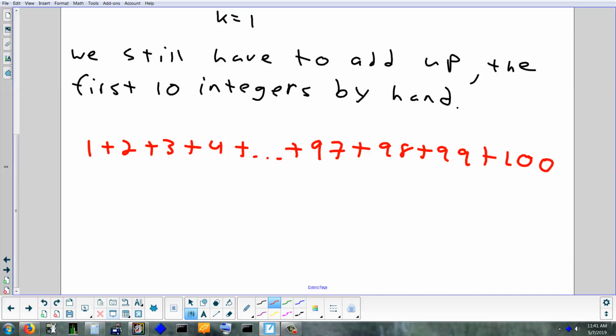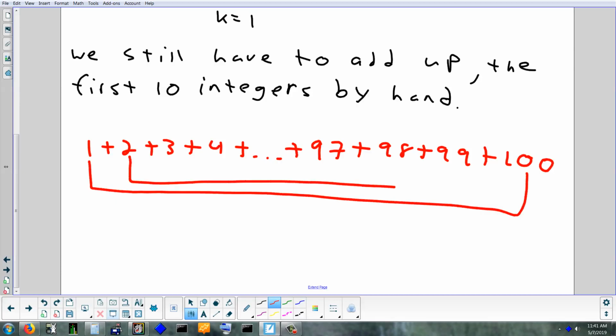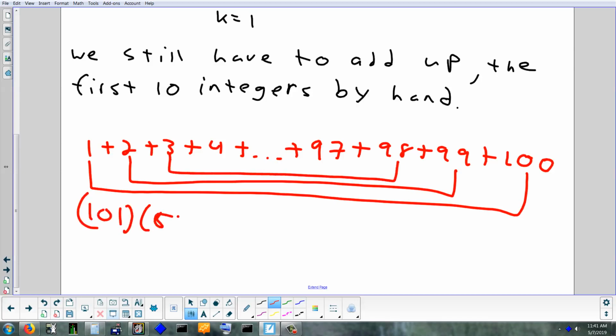If you add the 1 to 100, you get 101. And if you add 2 to 99, you get another 101. 3 to 98 is 101. So now it's just a question of, okay, how many 101s do you have? And how many would you have? 50. 101 times 50. There you go. You're done. So that's how you add up all the numbers from 1 to 100.